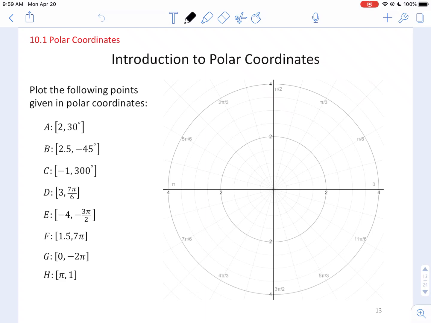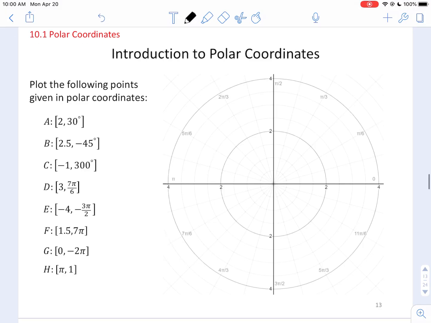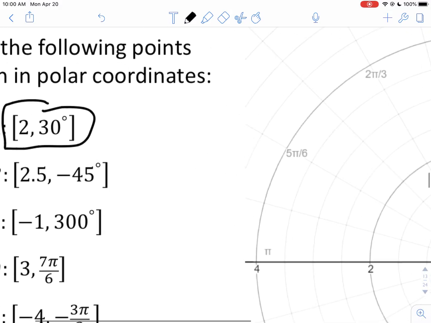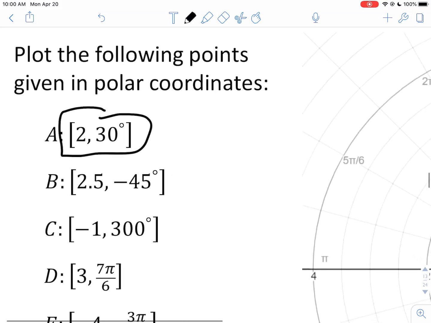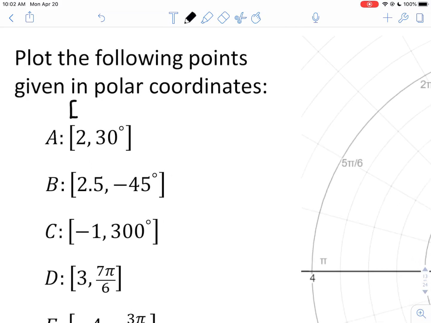Hello class. Polar coordinates offer an alternate way to describe a location on the xy plane. The first thing I want to point out is that I have adopted the convention of putting two numbers separated by a comma in brackets to indicate that we're talking about polar coordinates. The first coordinate is typically referred to as r and the second one is theta. The second number is the one I typically focus on first.